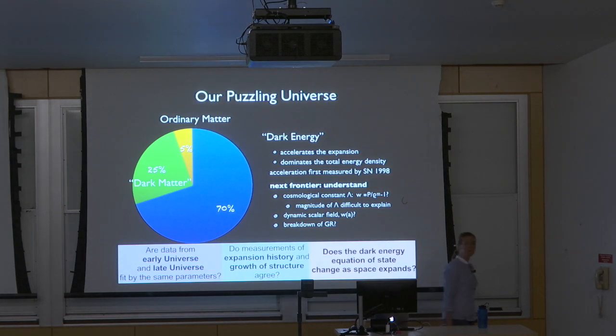So instead, we often ask aggregate questions. Namely, we start by testing whether data from the early universe and the late universe can be fit by the same parameters in our simple model, where the measurements of the expansion history and the growth of structure agree. I'll get to that in a few slides. And whether this equation of state changes as space expands. So those are our three relatively simple measurements that we focus on, and that then allows us to test the simplest lambda CDM model of dark energy, and hopefully rule out some of the more complicated modified gravity scenarios.